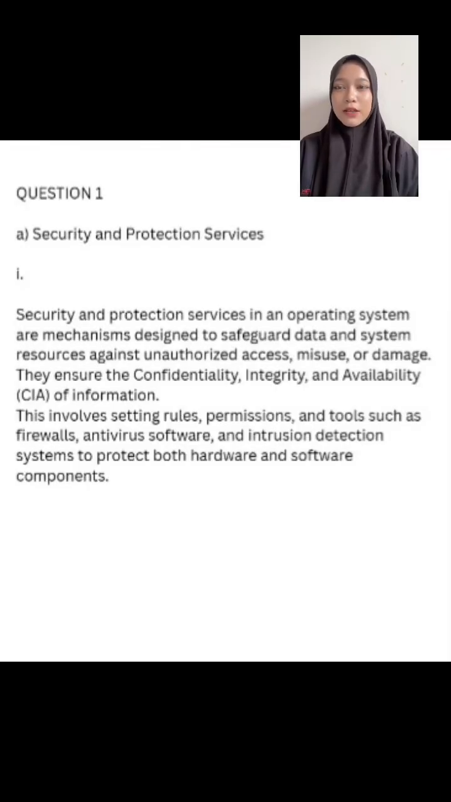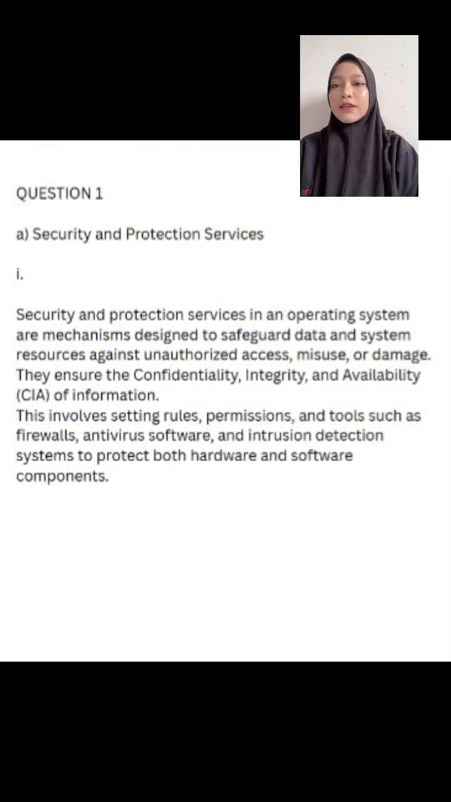I'll be explaining question 1A, Security and Protection Services. Question 1, define the concept of security and protection services in operating system. Security and protection services in an operating system are mechanisms designed to safeguard data and system resources against unauthorized access, misuse or damage. They ensure the confidentiality, integrity and availability (CIA) of information.